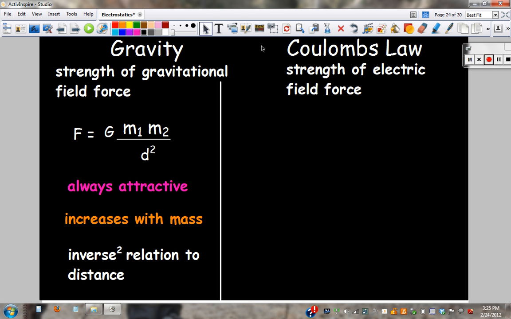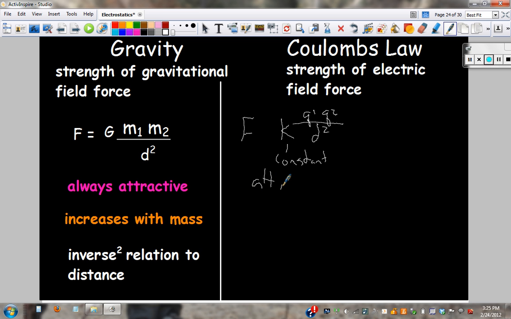Okay, copy down this and we'll add the new force formula. Gravity is the force of gravitational strength. It's always attractive, increases with mass, and is inversely related to distance. This formula, force, is this K. This is a constant. It's just a number. We'll learn about it when we do the advanced. Times charge 1 times charge 2 divided by distance squared.